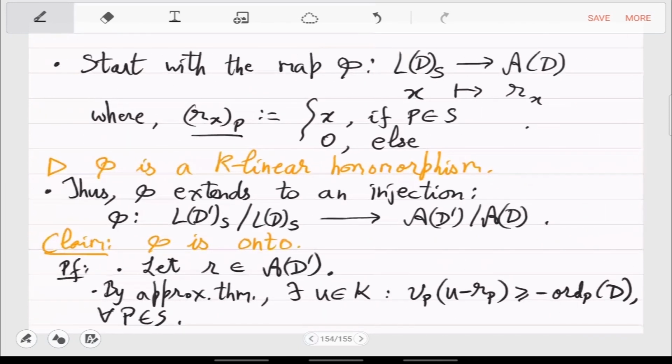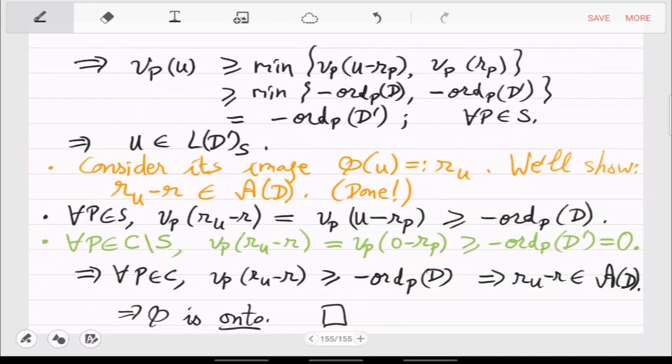So phi is an injection and it is surjective. That makes these two isomorphic, which means that we have the degree equality. Any questions?